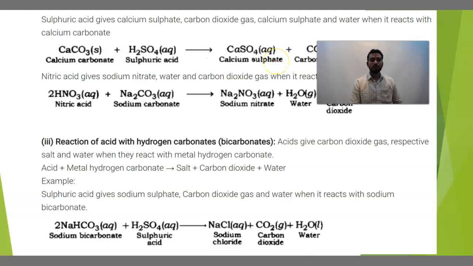We can see in both places the same reaction is happening. But what is the difference? The difference is in terms of their moles. Once we balance the reaction, we will understand what exactly is happening there. Sulfuric acid gives sodium sulfate, carbon dioxide gas and water when it reacts with sodium bicarbonate.